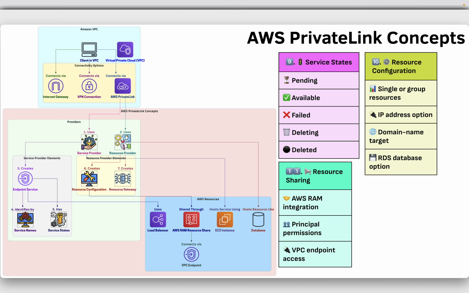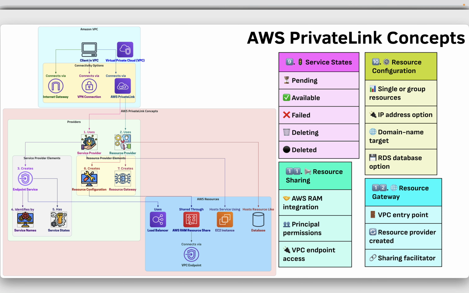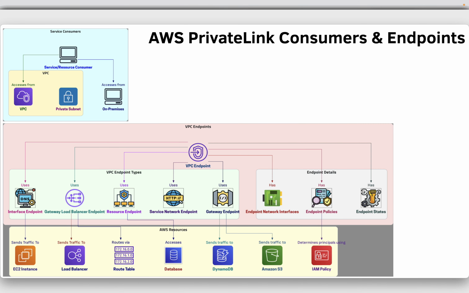Resource sharing. Resource providers share their resources using an AWS Resource Access Manager RAM resource share. This permits specific AWS principals to connect to their resource via a resource VPC endpoint. Resource gateway. A resource gateway is the entry point into a VPC for shared resources. It is created by the resource provider to facilitate the sharing of resources from their VPC. AWS PrivateLink consumers and endpoints.